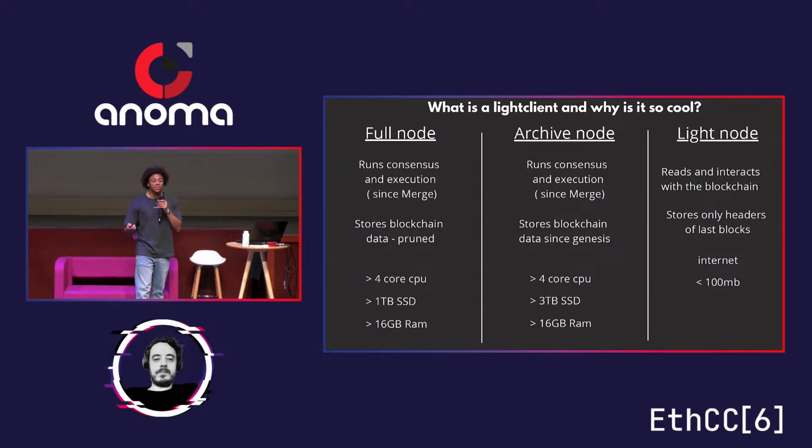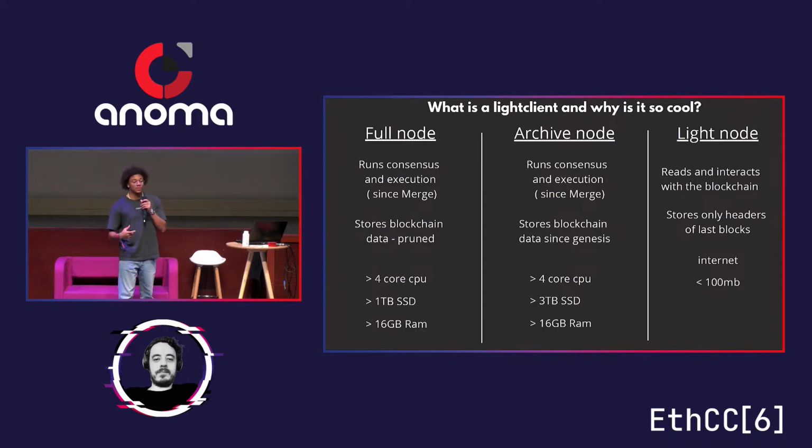There are different types of clients that you can download on your computer. You have full nodes, archive nodes, and light nodes. This is an example for Ethereum, and these are the most used for now. If you look at full nodes or archive nodes, you need a lot of computation: about a 4-core CPU, 1 terabyte to 3 terabyte SSD, and 16 gigabytes of RAM. It's very computationally intensive, and it costs a lot of money to maintain. It's about, let's say, 1K to be able to run that.